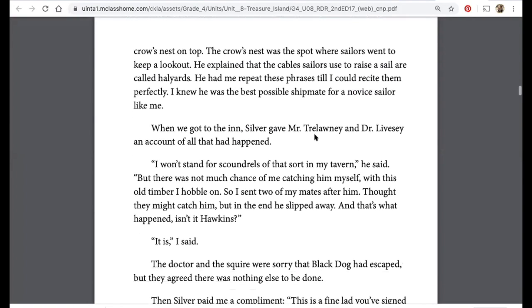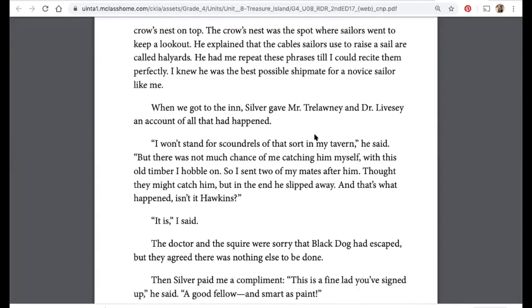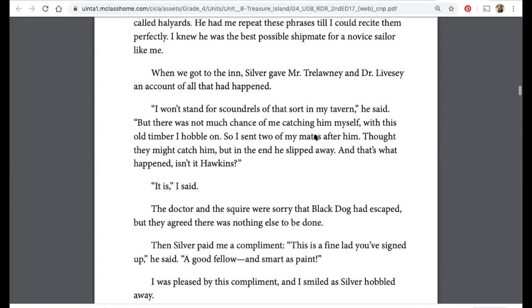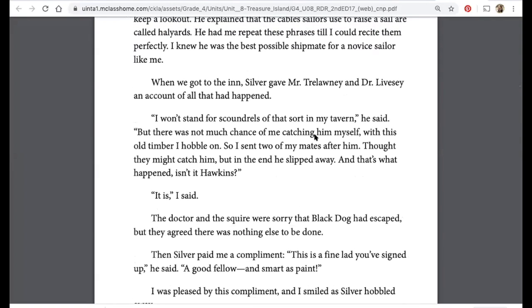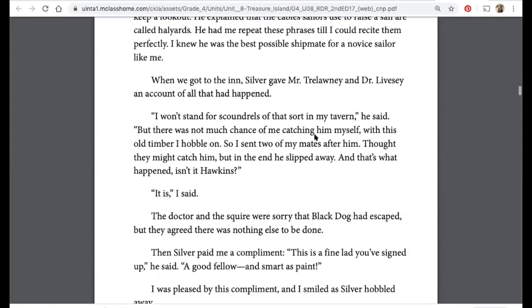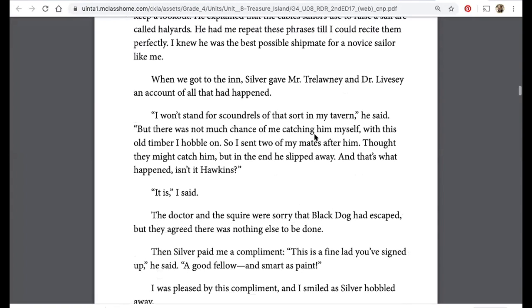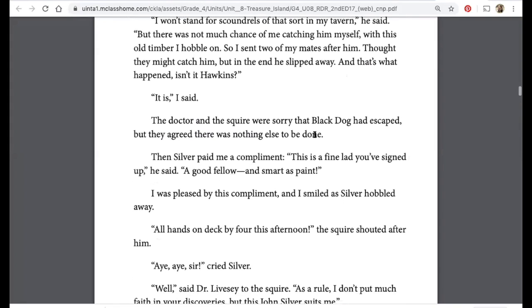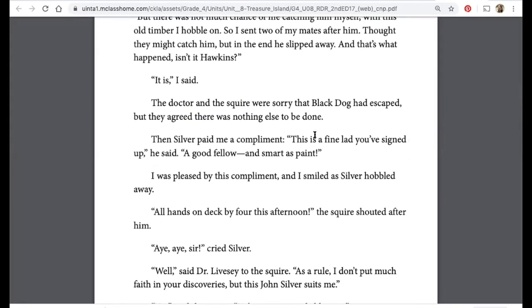When we got to the inn, Silver made Mr. Trelawney and Dr. Livesey an account of all that had happened. I won't stand for scoundrels of that sort in my tavern, he said, but there was not much chance of me catching him myself with this old timber I hobble on, so I sent 2 of my mates after him. Thought they might catch him, but in the end he slipped away. And that's what happened, isn't it, Hawkins? It is, I said. The doctor and the squire were sorry that Black Dog had escaped, but they agreed there was nothing else to be done.